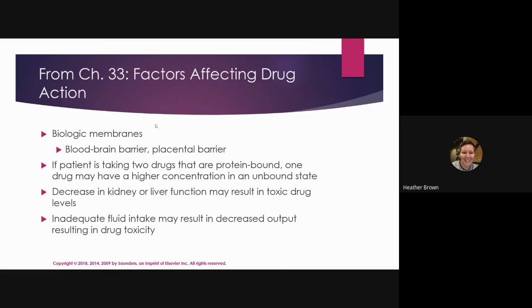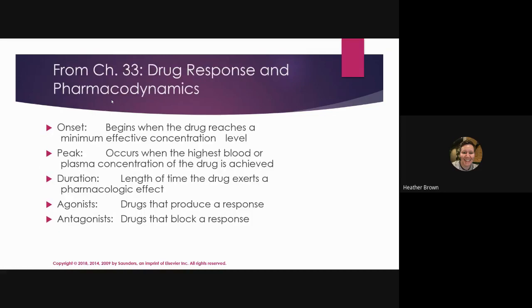Factors affecting it. So we talked about liver function and how it could lead to toxic levels of medication if that liver function was decreased. We talked about maintaining that minimum effective concentration level. If we give medications late, we might drop below that minimum effective concentration level. So we want to keep our patients there.